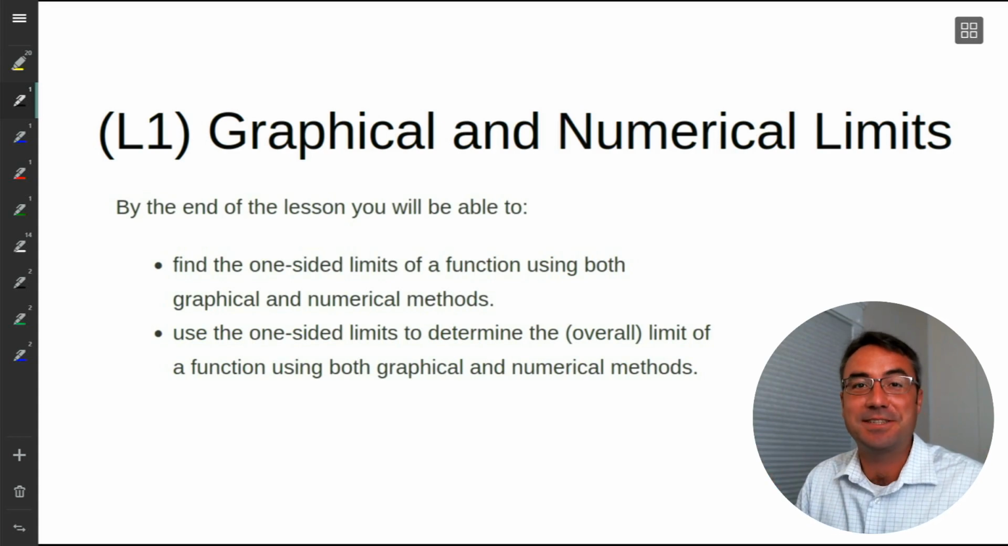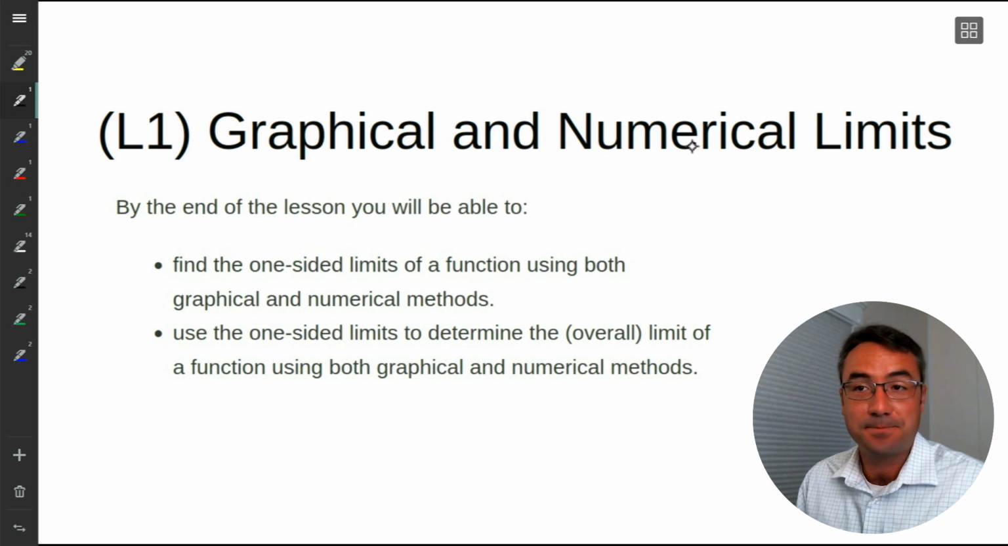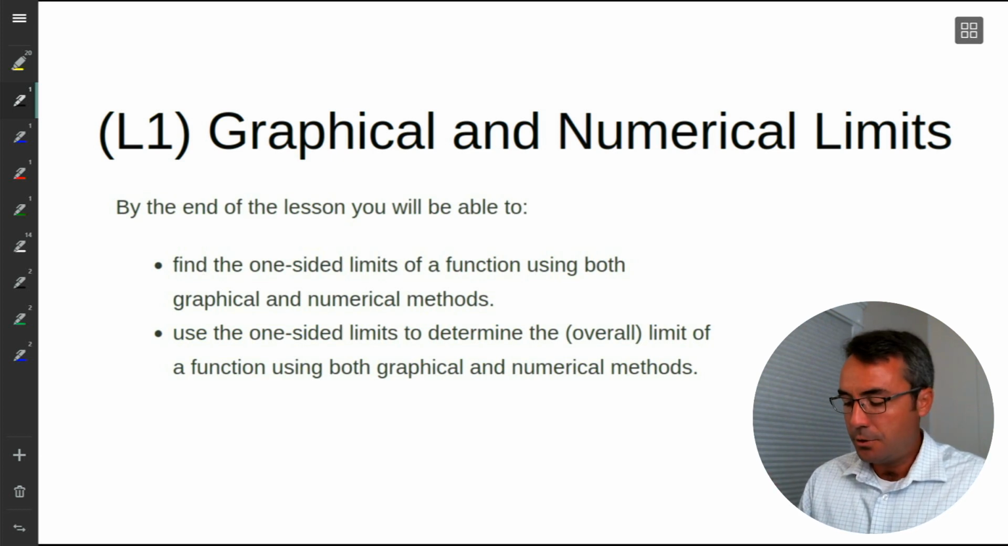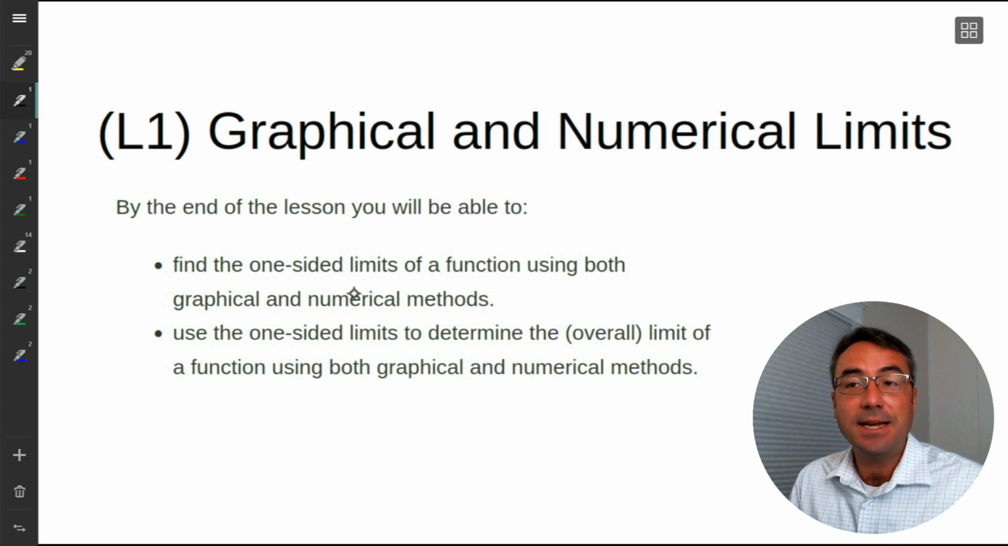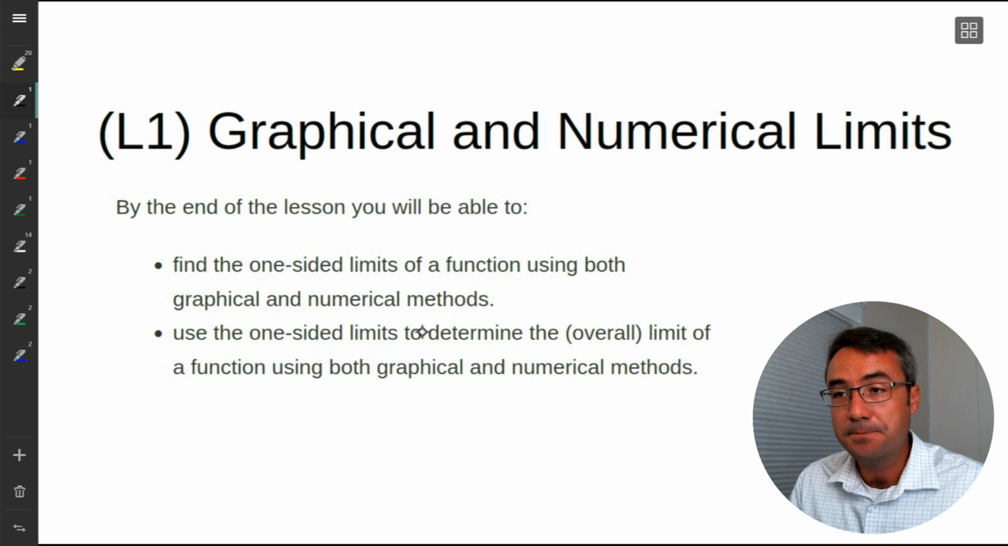Our very first lesson. And we're getting into it. We're introducing the idea of limits, and specifically limits using graphical and numerical methods. So by the end of this lesson, what are we going to be able to do? Well, you'll be able to find the one-sided limit of a function using both graphical and numerical methods.